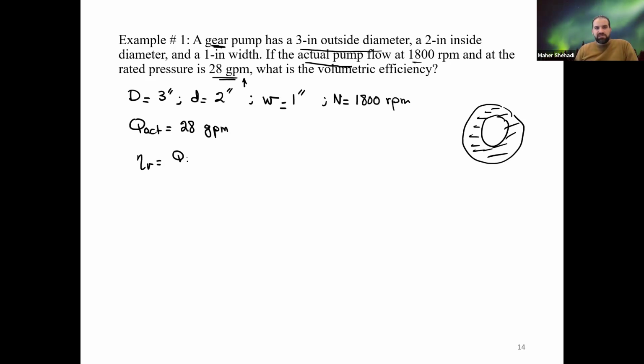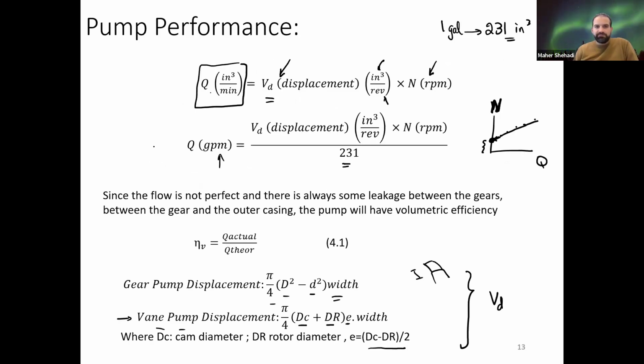The volumetric efficiency is the actual flow divided by the theoretical flow. We have the actual, 28, so I need to find the theoretical flow. The theoretical flow is the design value, and that's what we get from the equation. This one is in gallons per minute, so I need this one also in gallons per minute. I have N in RPM. I need to find the displaced volume. Probably it's going to be in cubic inches because here we have them in inches, so I will need to divide. I'll use the second equation, this one.